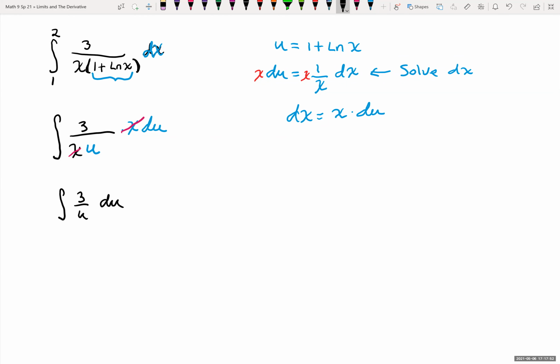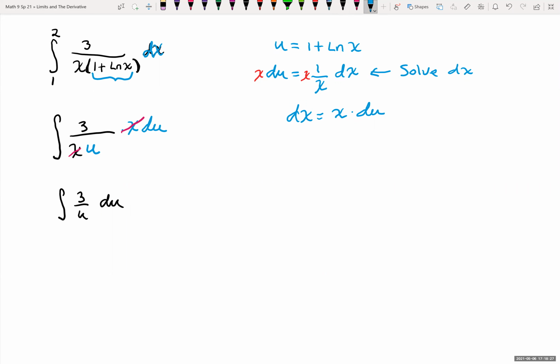This is where you're going to either change your bounds now, or if you don't change your bounds now, then at the end, after we take the antiderivative, we have to go back in, substitute in what u was in terms of x, and then we can evaluate it. I think it's easier if we change our bounds now. Actually, now I'm looking at it, we need to plug in 1. Maybe it's not so easy, but let's just do it.